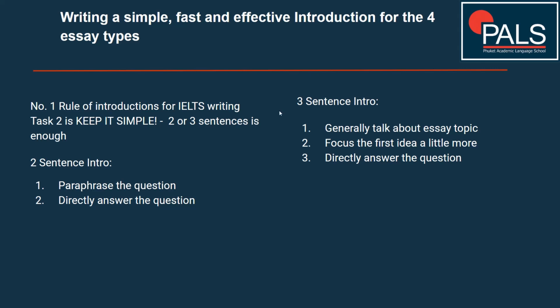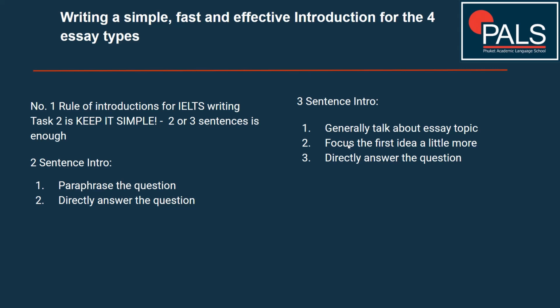Now, the 3-sentence intro. What you do is sentence 1, generally talk about the essay topic. So you can identify the main topic of the essay from the question statement. The essay topic might be about children using mobile phones, or it could be about fast food in today's society, or the influence of American culture around the world, or whatever. So the first sentence, you'll generally talk about that. You won't give specific information. All you're doing is whetting the appetite of the reader, hooking the reader, and making them interested in what is to come in the essay.